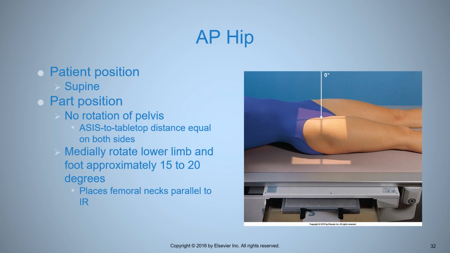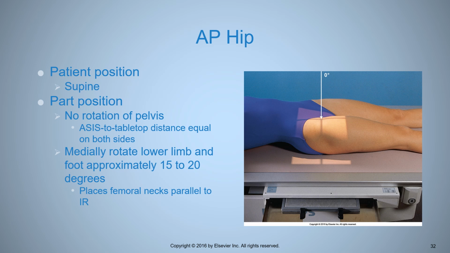All right. So our AP hip, center at the femoral head. Rotate just like we did for the AP pelvis. You're going to internally rotate your hip 15 to 20 degrees. Okay, that's going to place the femoral neck parallel to the image receptor and bring the greater trochanter out laterally in profile.